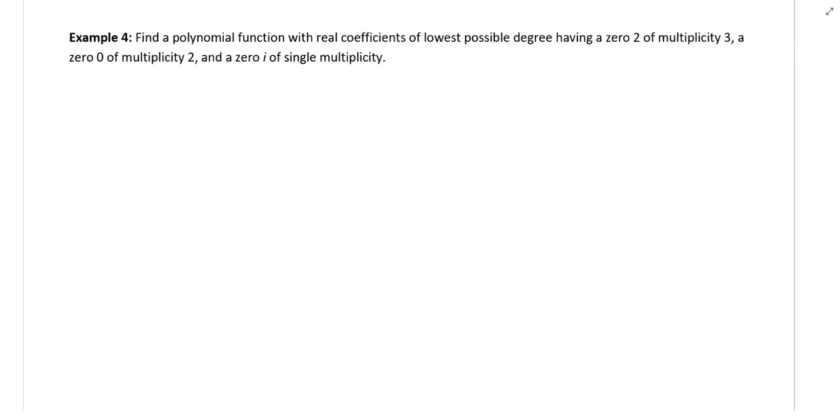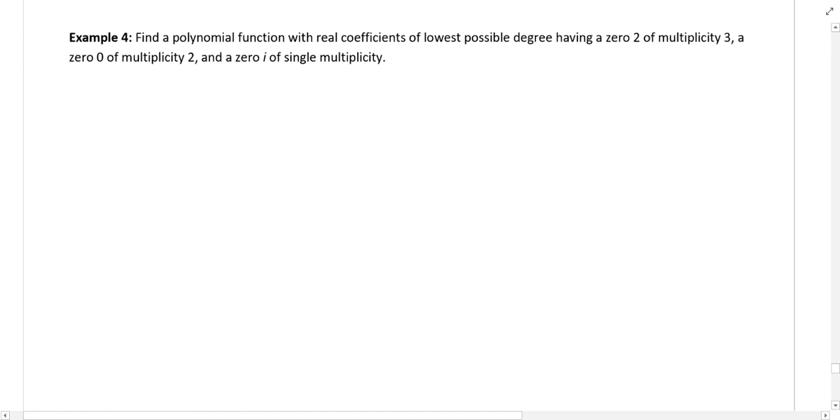Okay, for the second part of 4.6, we just have a couple practice problems. So we're going to start with example 4. We want to find a polynomial function with real coefficients of lowest possible degree, having a 0 of 2 with a multiplicity 3, a 0 of 0 with a multiplicity 2, and a 0 of i with a single multiplicity.